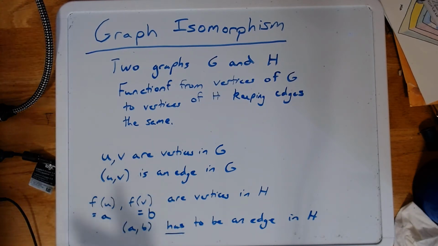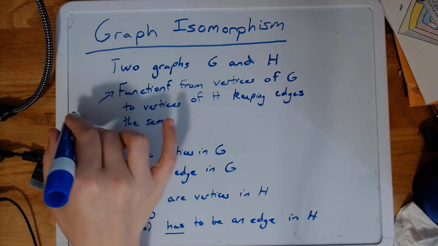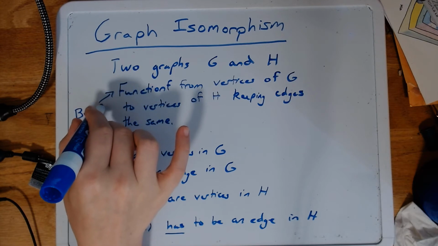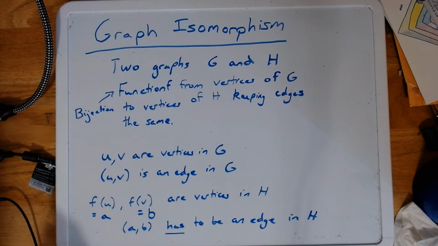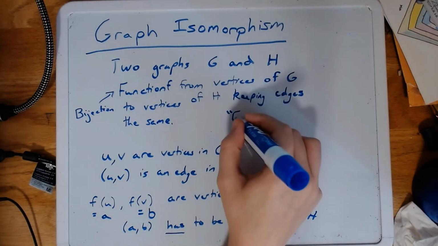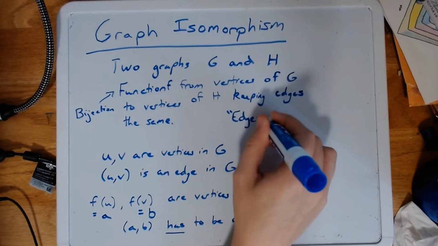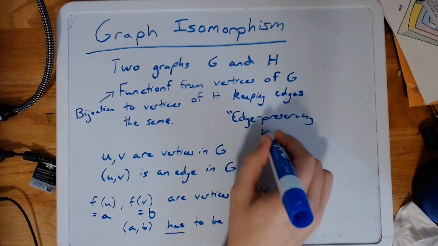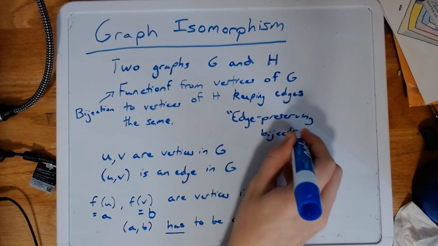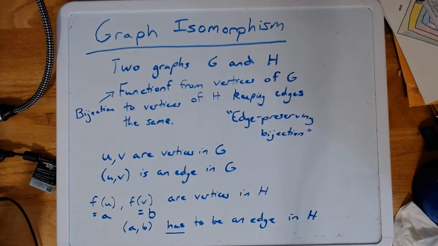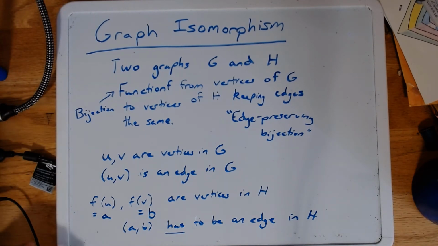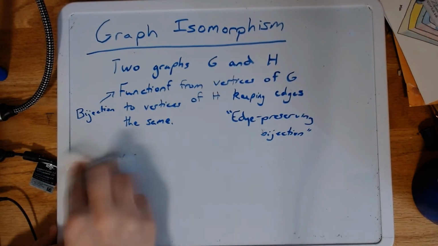So formally, the formal language is that we need this function to be a bijection, right? We'll talk about an edge preserving bijection. Okay, this is all sort of abstract though, so let's make a drawing, some examples.